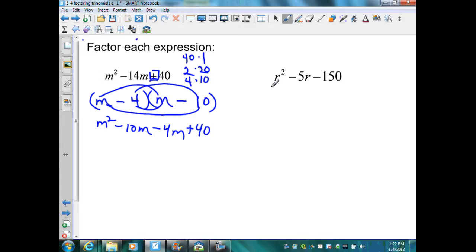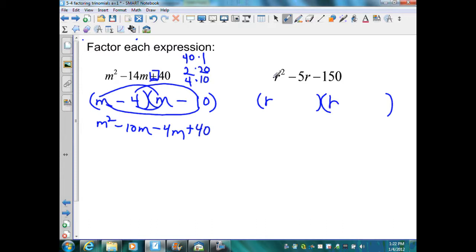Our next trinomial, r squared minus 5r minus 150. Here our constant is a negative 150. Therefore, it is less than 0. That means that when we have our product of factors, two sets of parentheses, that one set will be a plus minus or a minus plus. Let's start with the first term. R squared will break up into r times r. R times r is r squared.